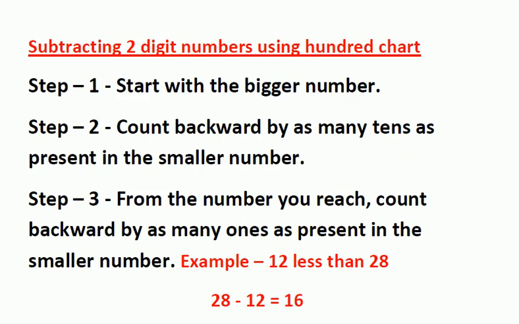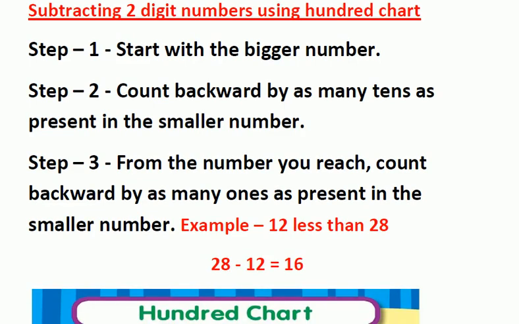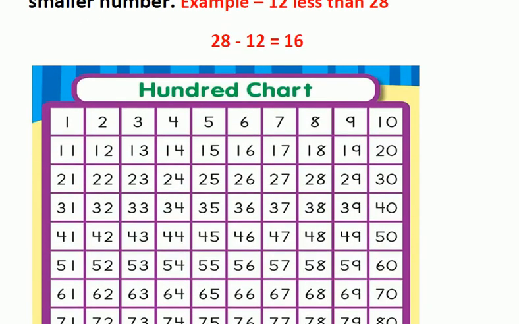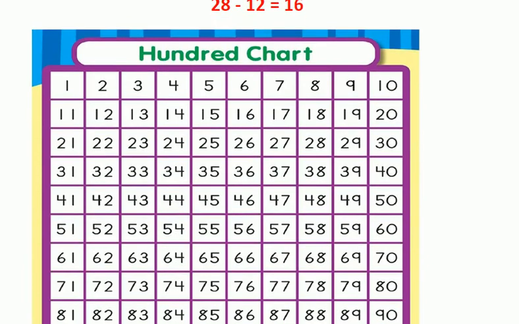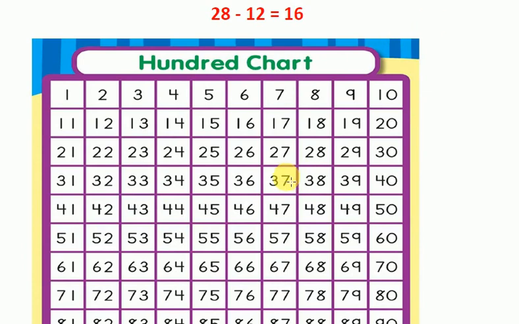So let us take an example. See, the example here is 12 less than 28. So 28 minus 12. 12 less than 28 we have to do using 100 chart. So first find where is 28. See, you have to start with a bigger number. Bigger number is 28. So start with the bigger number 28.